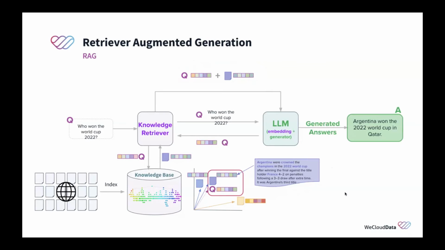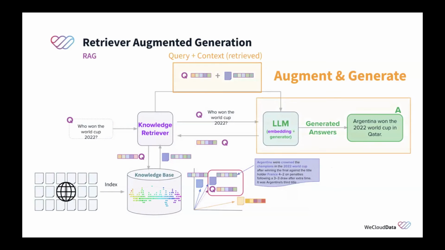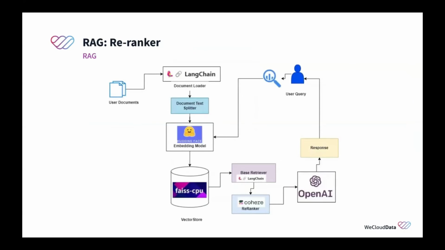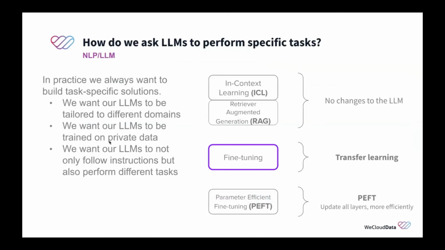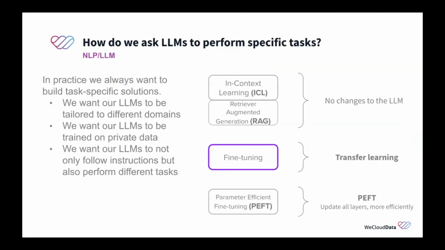So that's RAG. We can go through several stages: indexing your documents, then retrieval, and then augmentation and generation. We can do re-ranking. Chunking and data preparation is also very important if you would like to build RAG applications. That's RAG, a very brief introduction.